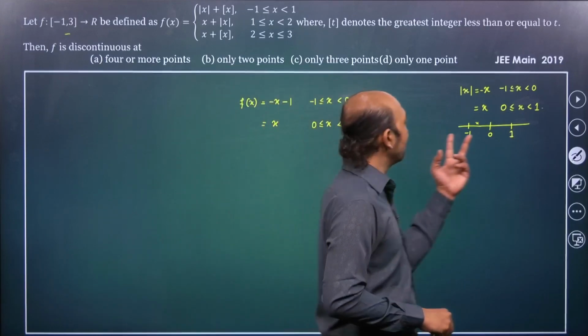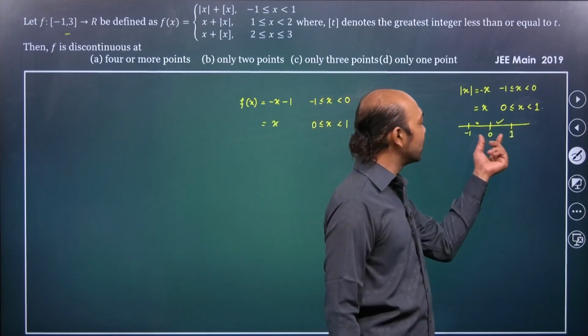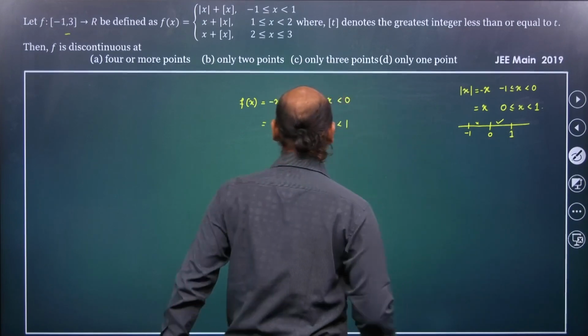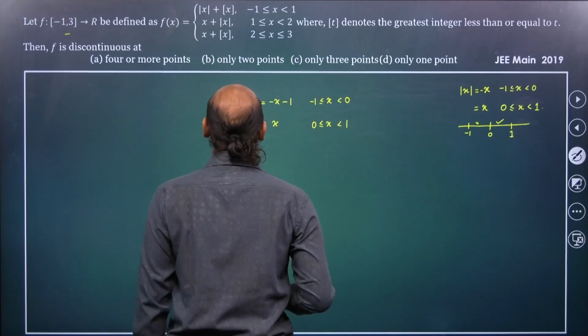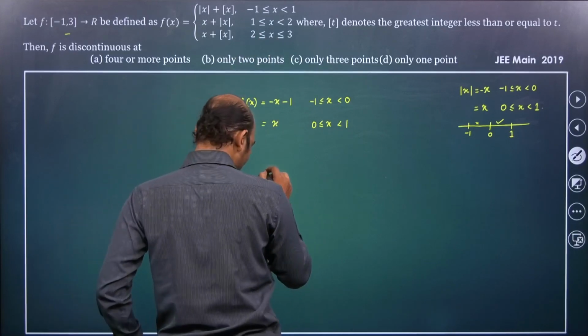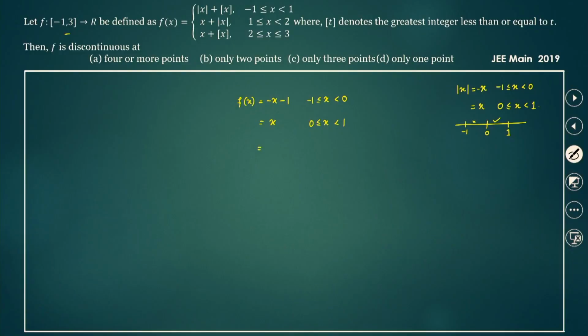When x is from 0 to 1, in that region x is between 0 and 1, so the greatest integer is 0. So we write it as 0. Okay, now we go for the next case, 1 to 2. Between 1 and 2 the function value is x plus x, where 1 is less than or equal to x less than 2.